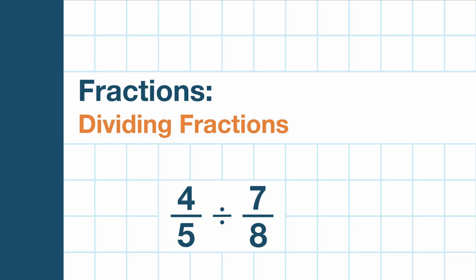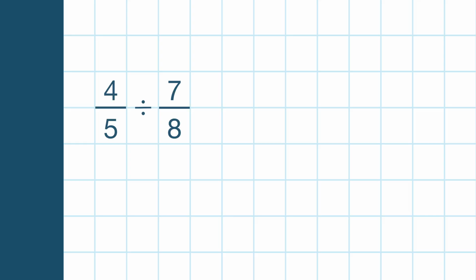How do you divide one fraction by another fraction? To divide fractions, you multiply the first one by the reciprocal of the second one. The reciprocal of a fraction is the fraction flipped upside down. Let's see how this works with 4/5 divided by 7/8.